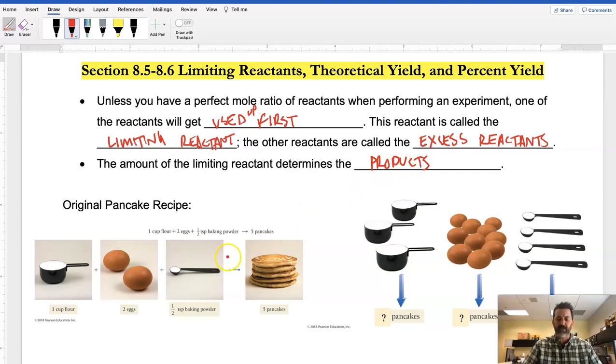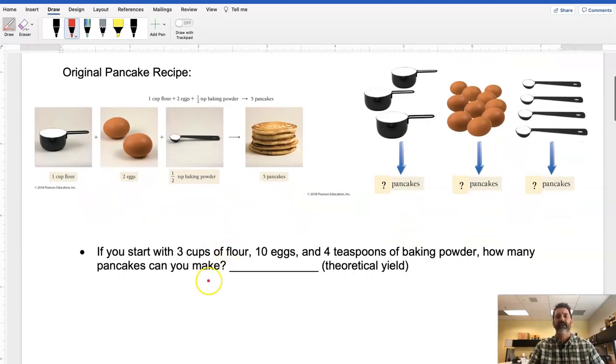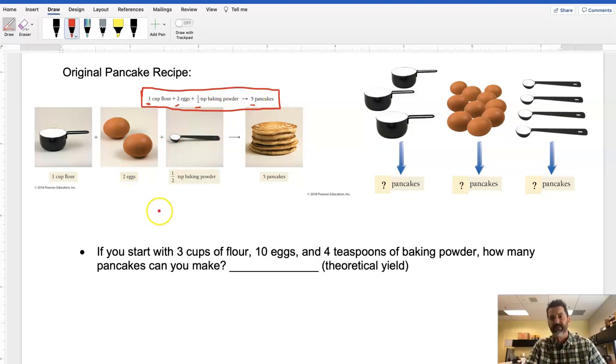Now, conceptually, this is pretty straightforward, but mathematically it might look a little bit weird, but this is sort of how we're going to do it. So here's our recipe. We're going to make some pancakes. We have 1 cup of flour, 2 eggs, half a teaspoon of baking powder. That's going to make 5 pancakes. If you want to think about this in terms of chemistry, the recipe here is our balanced equation. And you can even think of these numbers as coefficients: 1, 2, 1/2, and 5. Those are our coefficients in our balanced equation, or our recipe.